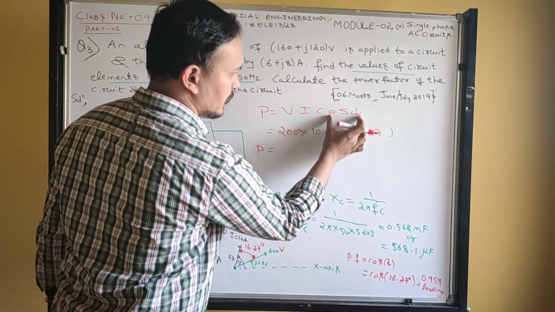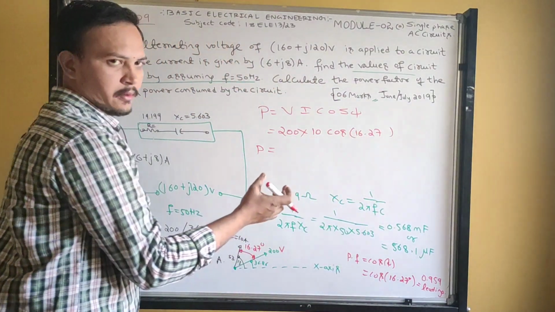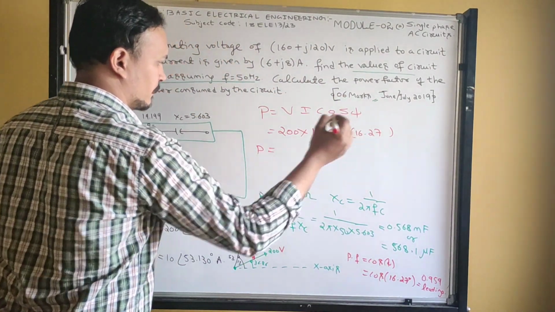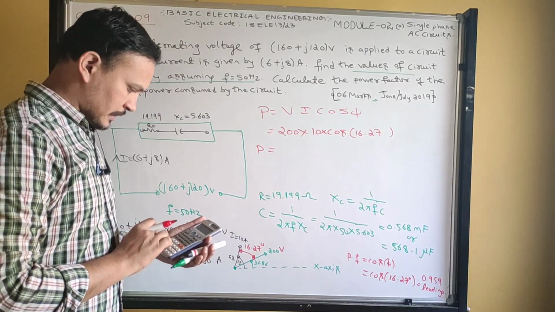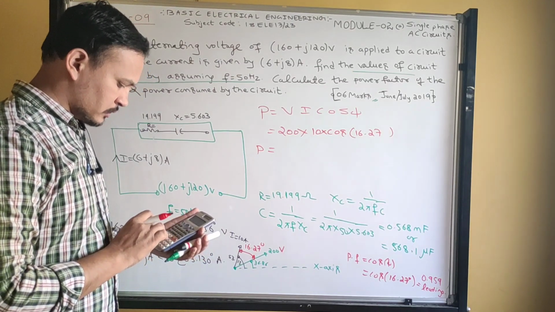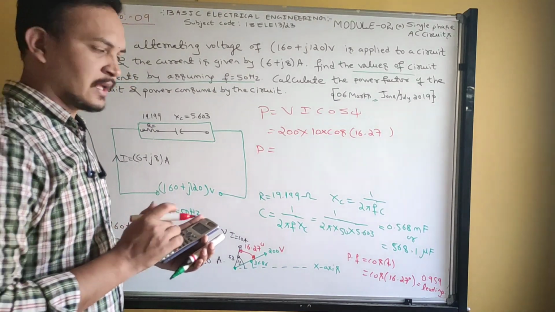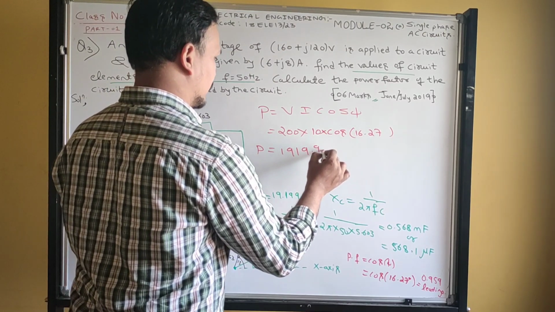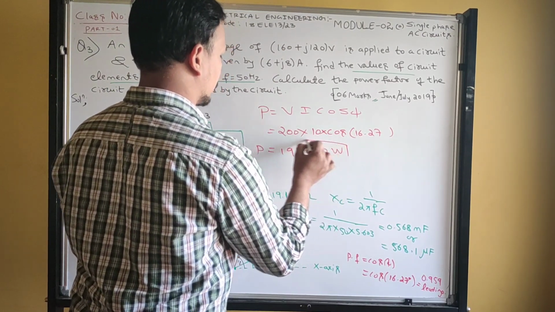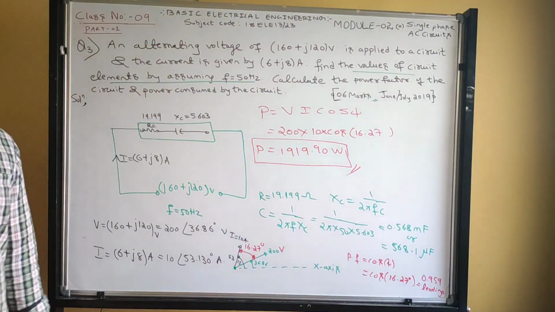Otherwise, cos phi you already calculated here. Cos phi is 0.959. That you can take here. Both are correct. Now multiply all this. So 200 into 10 into cos 16.27. That gives the final answer 1919.90 watts. So this is the power consumed by the circuit.